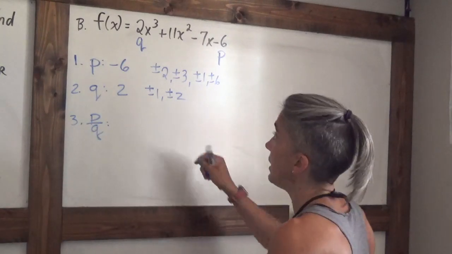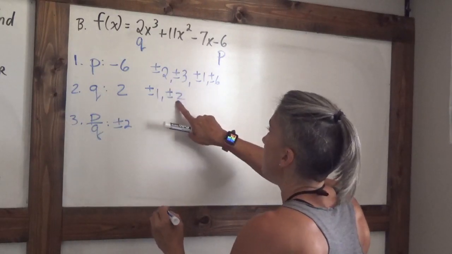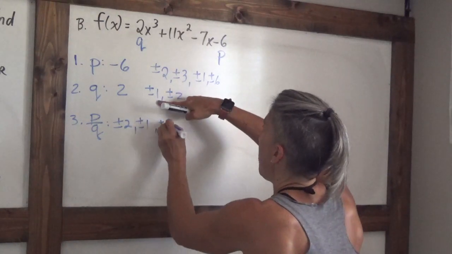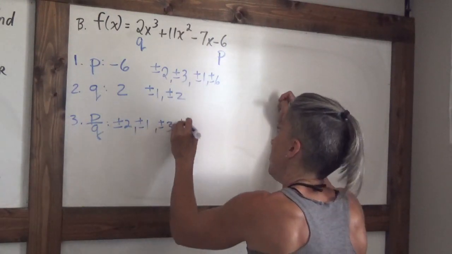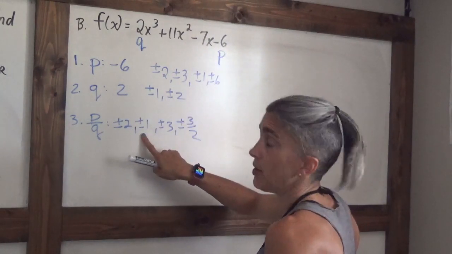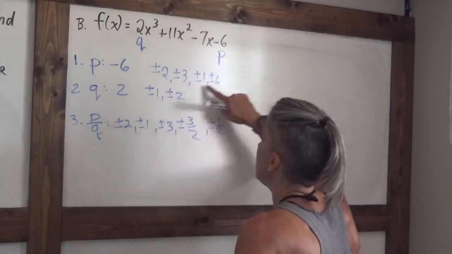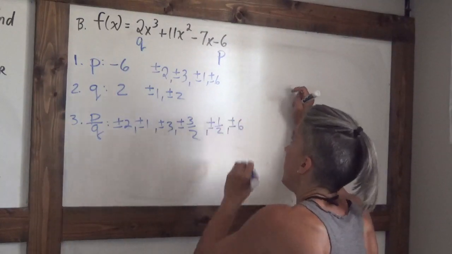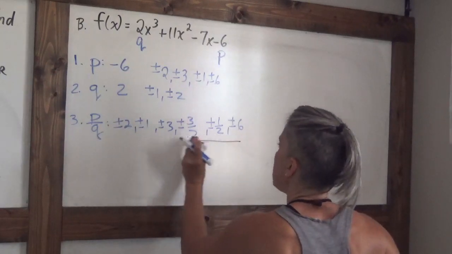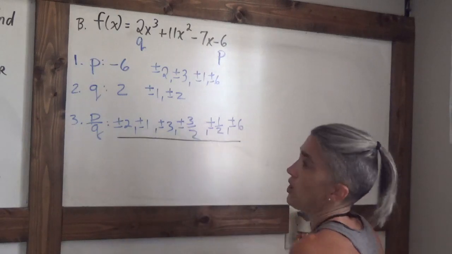So here we have plenty. So let's take a look here. We have 2 divided by 1. We have 2 divided by 2. 3 divided by 1. 3 divided by 2. We have 1 divided by 1, which is 1, which I already have, so I'm not going to repeat it. 1 divided by 2. We have 6 divided by 1. And then we have 6 divided by 2, which is 3, which is already what I have. So I have all these things that could be possible zeros. 2, 4, 6, 8, 10, 12 of them.